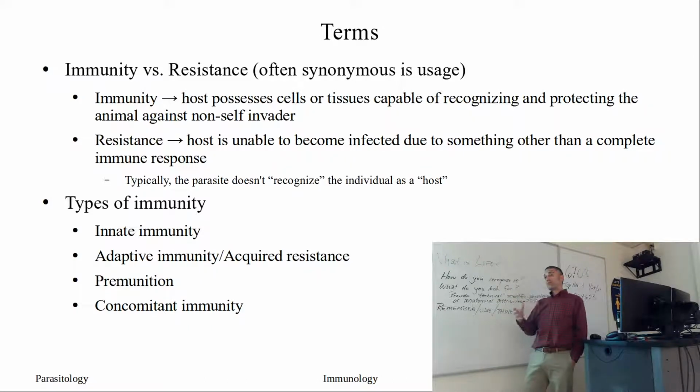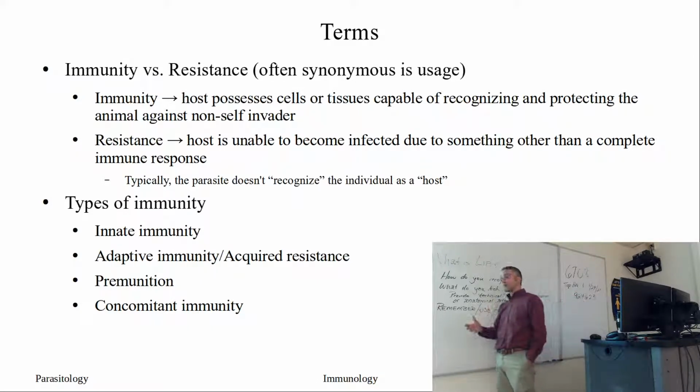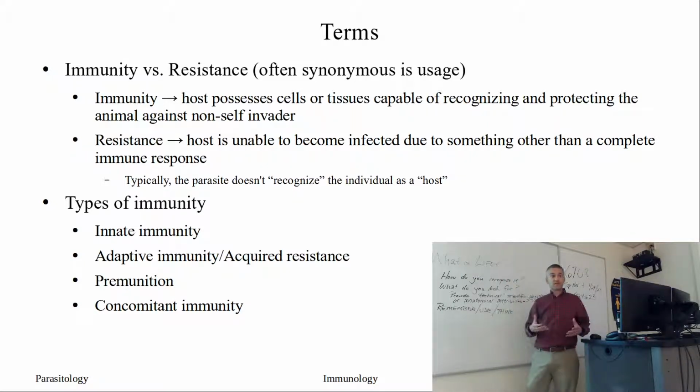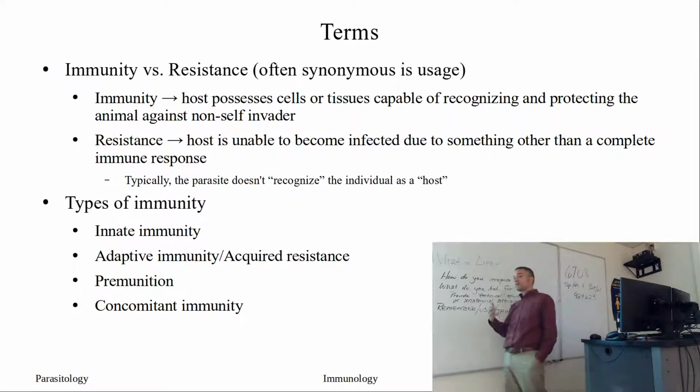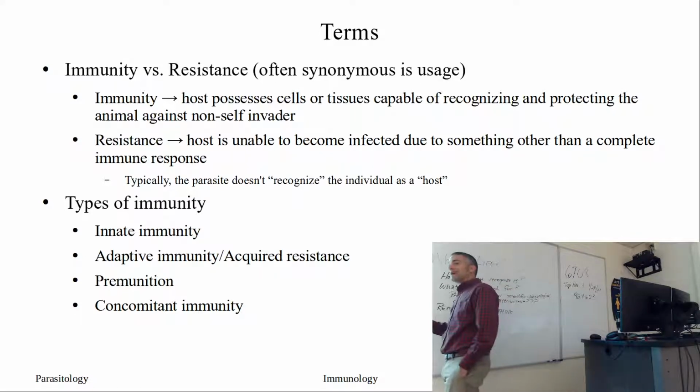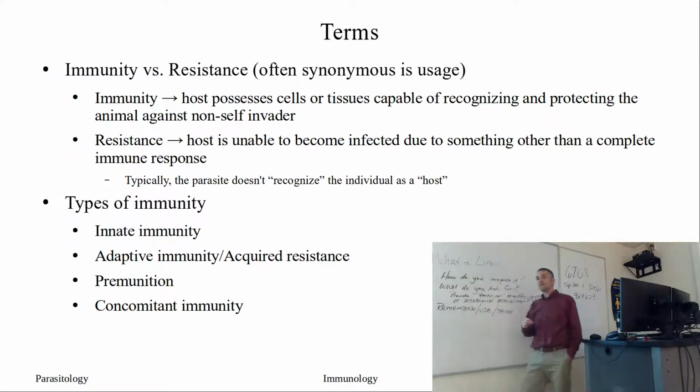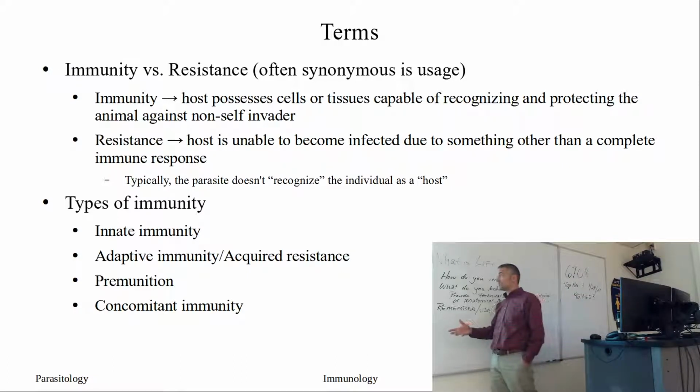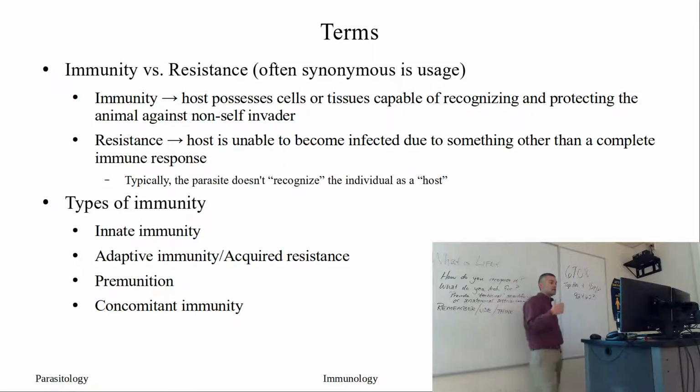Flip side, and a related term, is immunity. Now, what's different is immunity is resistance to the parasite. You can't get infected or you're highly resistant to the infection, but it's not due to the physiological status. It's actually due to your immune system. It's due to your memory response specifically. All right, so you have cells and tissues that can recognize and then protect the animal against this invader.